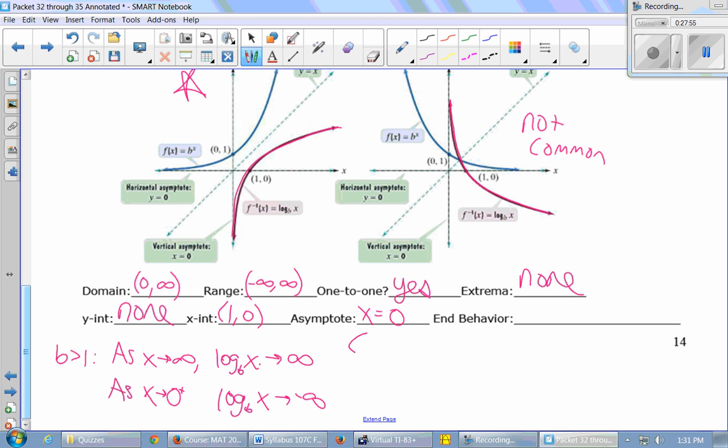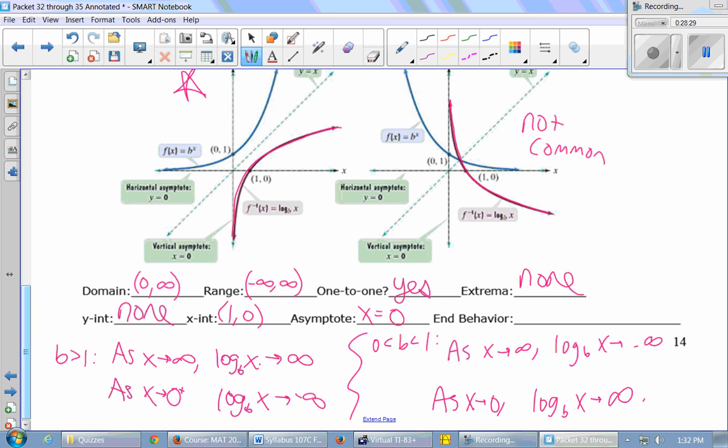Okay. And then let's do our end behavior for this graph when b is between 0 and 1. As x approaches infinity, log base b of x approaches negative infinity. And then the furthest left my graph can approach is 0. So I'll say as x approaches 0, log base b of x approaches infinity. Good.